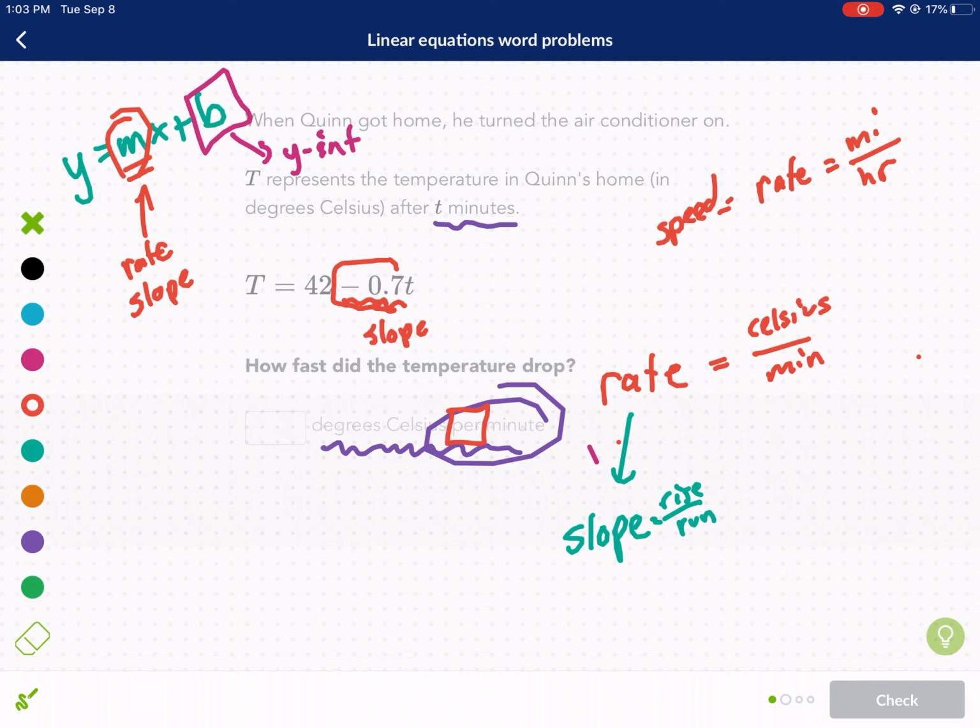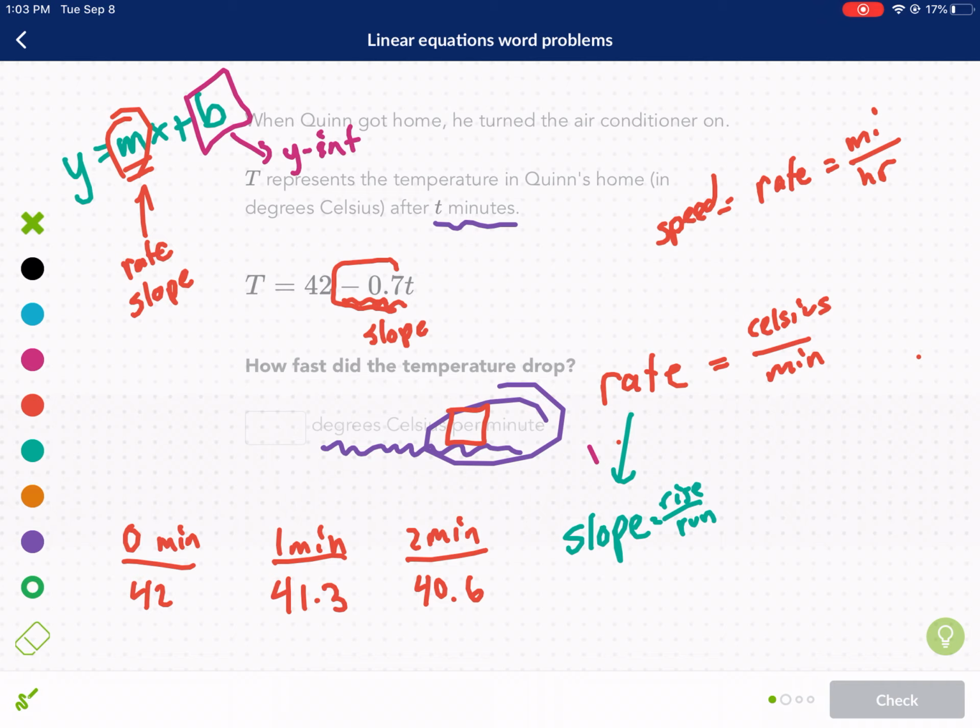And you could even plug that in if you wanted to. You could say, okay, at 0 minutes, it's at 42 degrees. At 1 minute, it's going to be at 41.3 degrees. At 2 minutes, it's going to be at 40.6 degrees. I think that's right. Yeah. And so on.